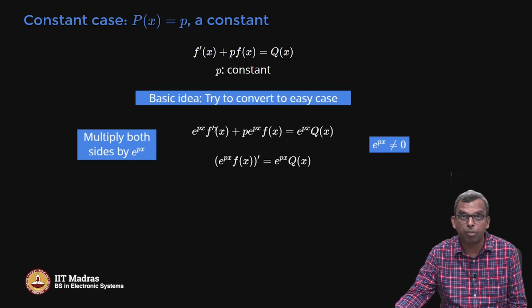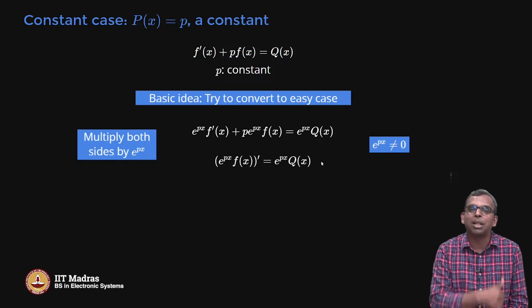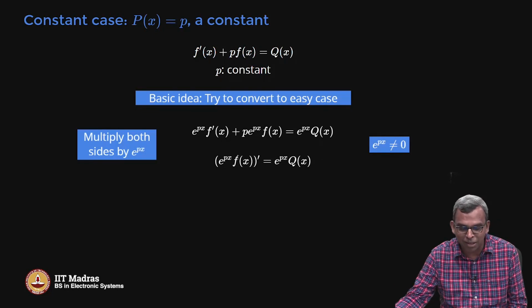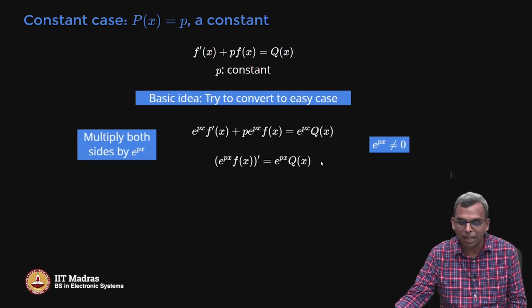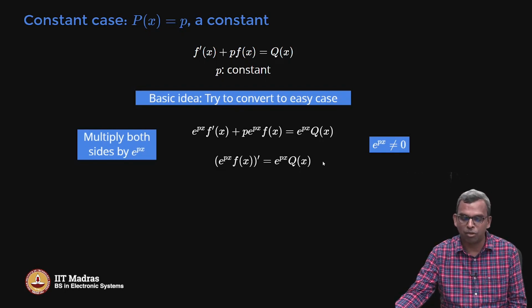It's e power px into f prime of x plus p times e power px into f of x. So I've managed to convert an equation like this into an equation like this. Now this is something I know already, right? This is just the derivative of one function being equal to some other function, right? This I can do antiderivative. This I can solve with an antiderivative.